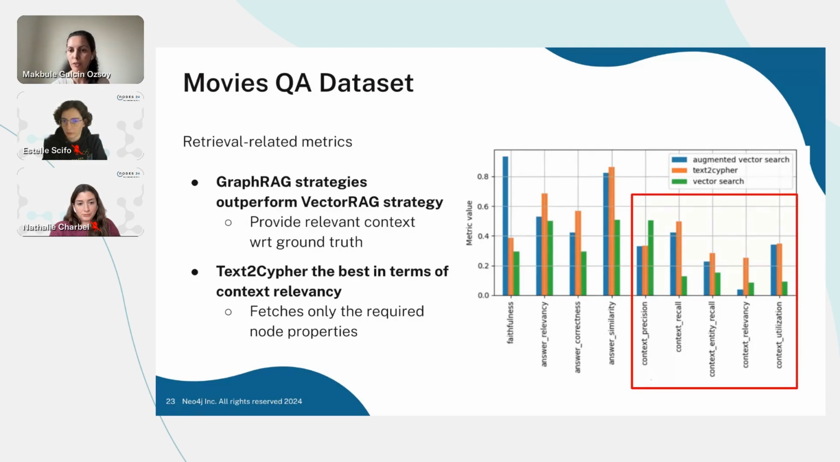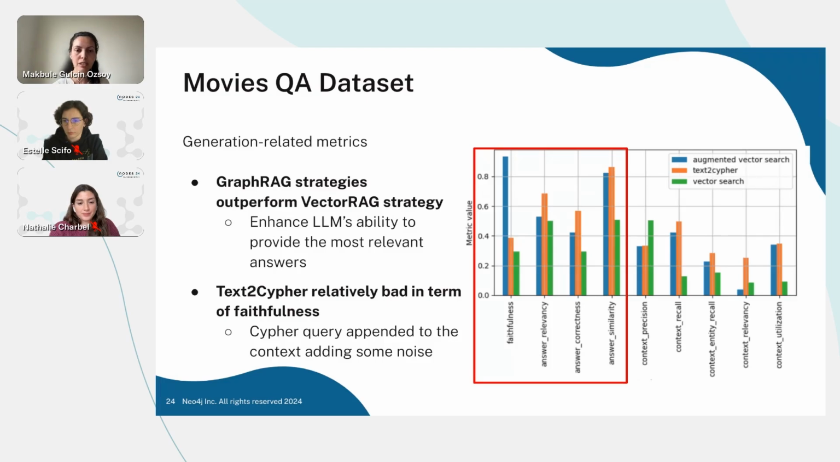There, vector search performs better, but it is expected because precision is relevant to how many items are returned and how many of them are right. Since vector search is returning a small amount of information, having higher precision is easier for that kind of approach. In the next slide, we will see the generation relevant metrics.